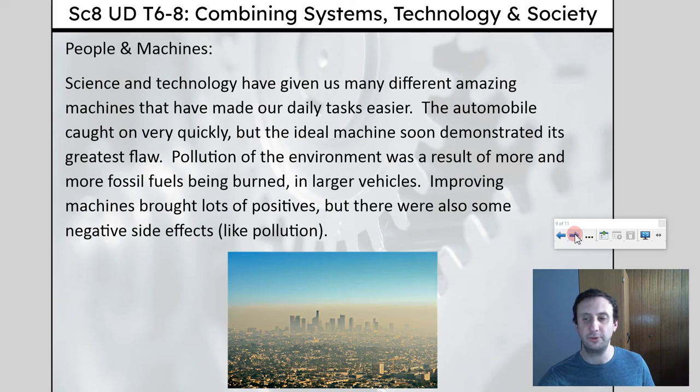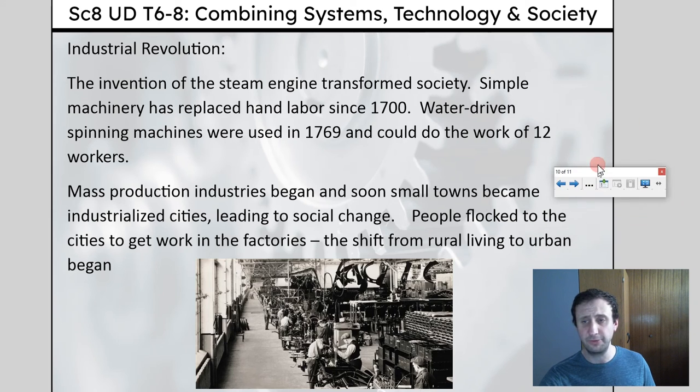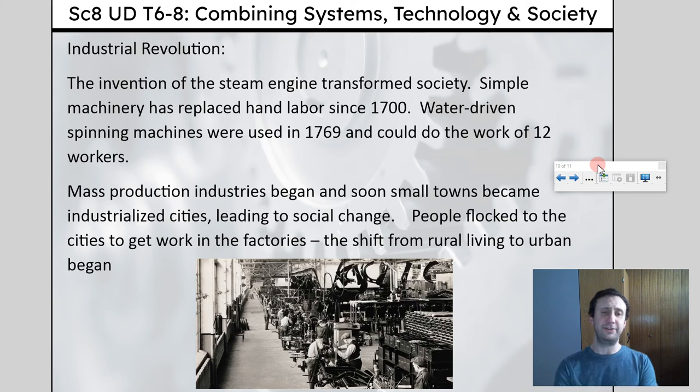But that's a whole discussion that we don't want to get into right now. The Industrial Revolution, as you learned about in the videos, absolutely transformed society. Simple machinery has replaced hand labor since the 1700s. Water-driven spinning machines were used in 1769 and could do the work of 12 workers.